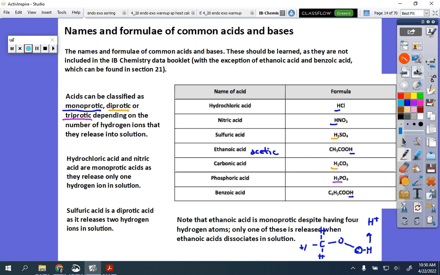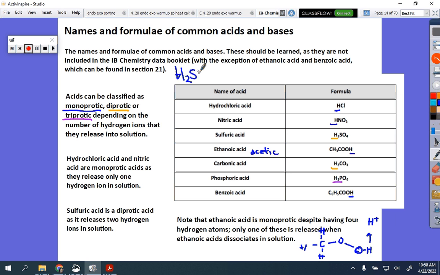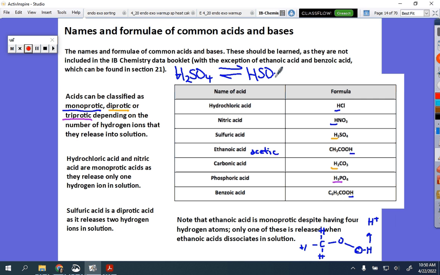You can also have diprotic substances like H2SO4. Each of those hydrogens can be lost as a proton to serve as an acid. So I could take my H2SO4, that could become HSO4 minus, which could then lose another proton to become SO4 2 minus. So there's two steps to the acidity of our sulfuric acid.